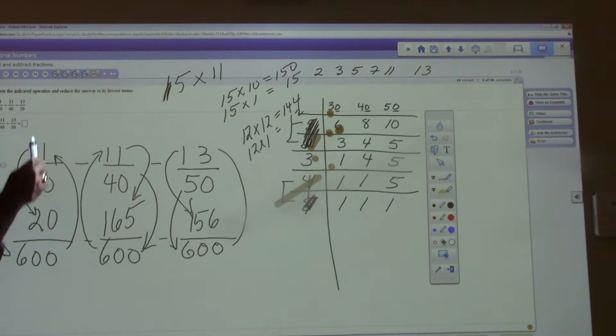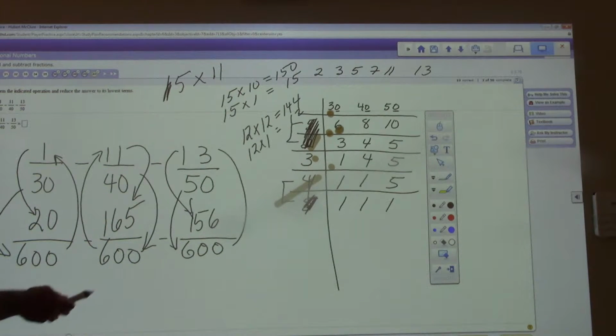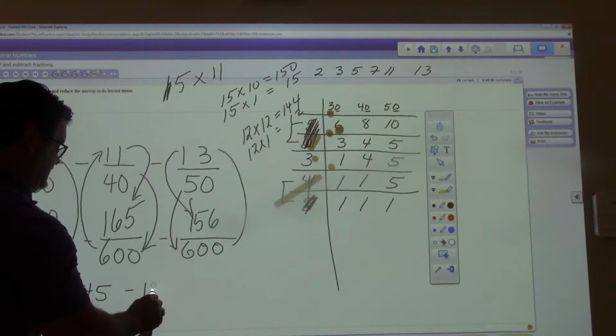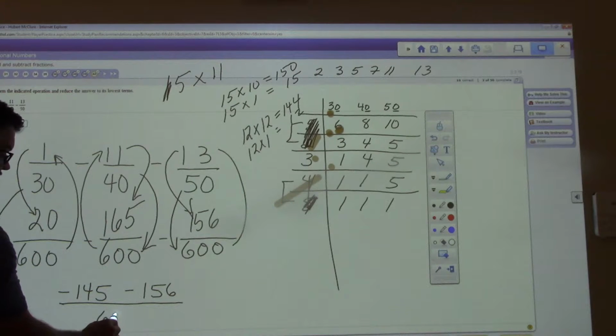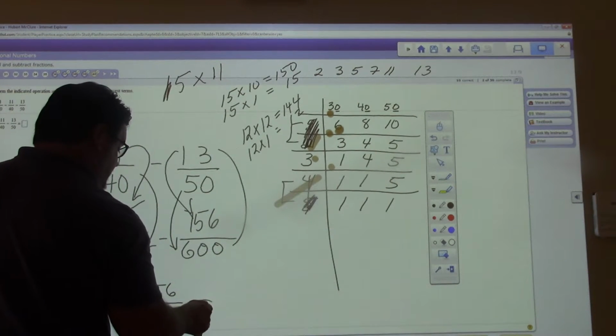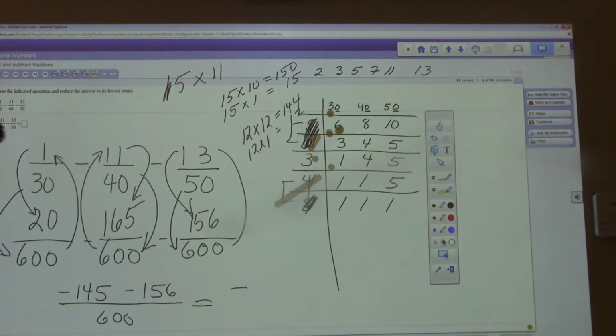All right, now 20 minus 165. Well, 165 minus 20 is 145, so that's negative 145 minus 156 over 600. Now, if you owe the electric company $145 and you owe the water company $156, what's the outcome of owing those two people? You still owe some money, don't you? So the answer is going to be negative. Negative means owe, for some of y'all who don't know that. And just add them up.